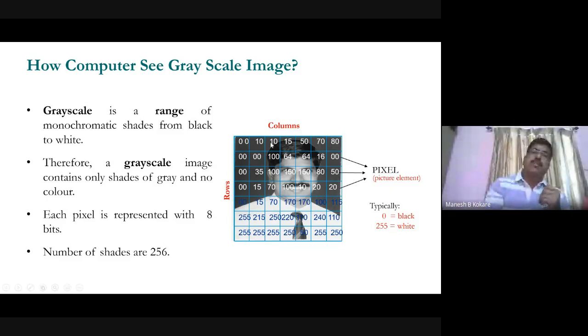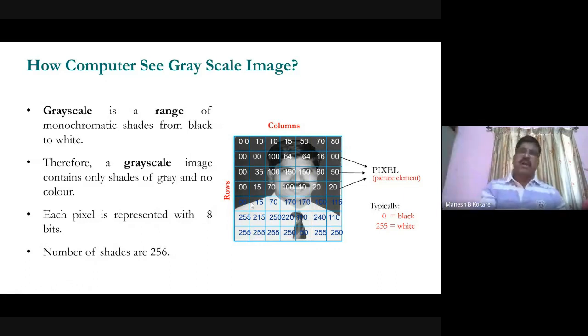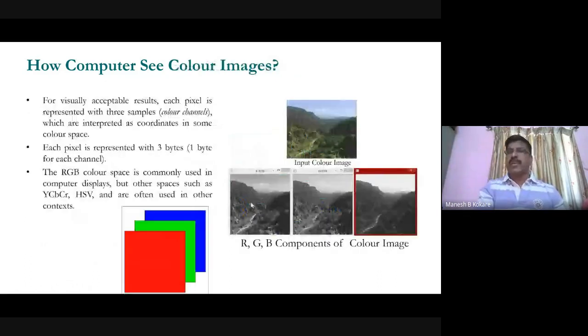So if the same size of image is there, and you are storing it in a binary fashion, then it will require only m by n bits. But if the same size image, or the same number of pixels, is stored in grayscale, then it will require m by n bytes of memory. The only advantage is that you get more shades, equal to 256, ranging from black to white. So all those shades ranging from black to white are there in a grayscale image.